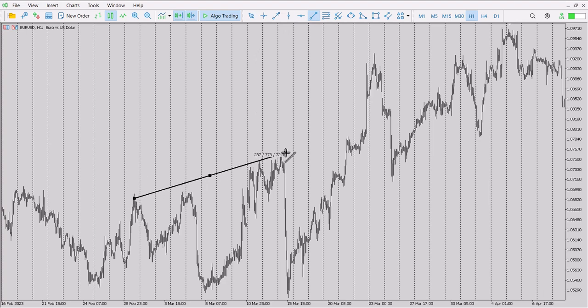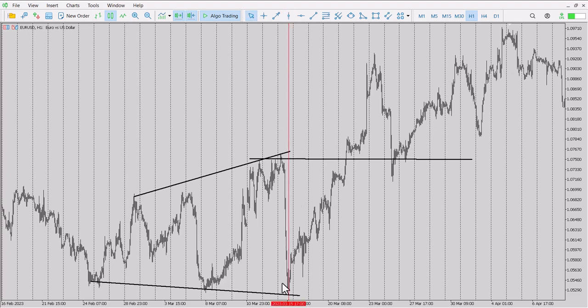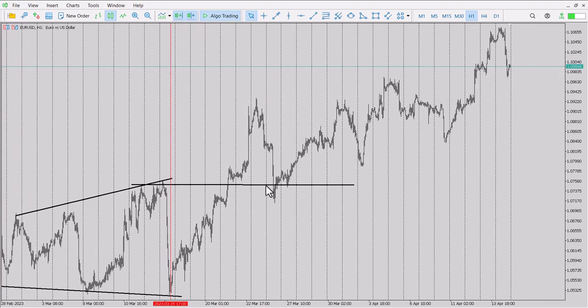Connect these lines, the highs and the lows. So after that it breaks this line, comes back to this high, the market goes up, comes back down, and the market starts going up. So it's fair to say that the beginning of this uptrend is down here. So that's where we want to connect all the lines.